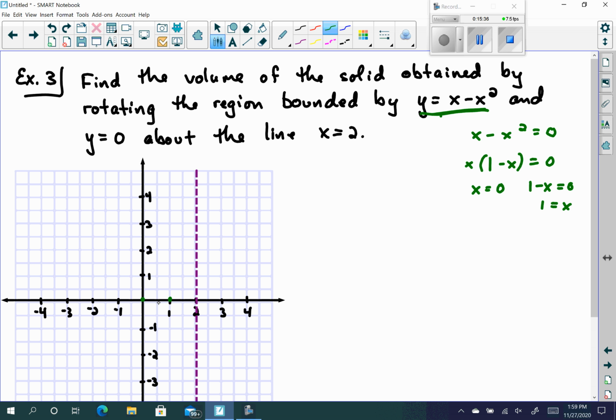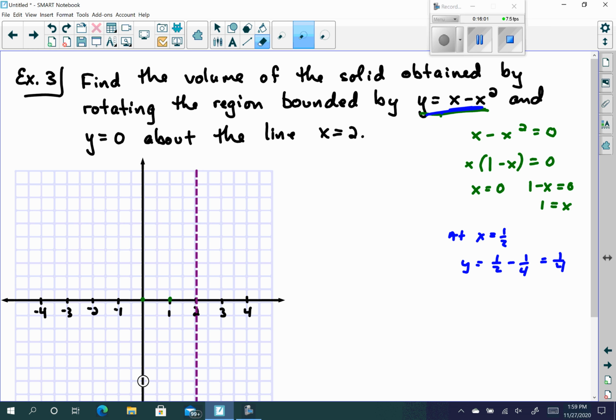Now I would like to know, let's say maybe 1/2. So at x equals 1/2, y is going to equal 1/2 minus, I'm looking right up here, 1/2 minus 1/2 squared, so 1/4, which will just give us a 1/4. So I'm actually going to change how I'm numbering my y-axis. I want to make this look a little bit larger. All right, so my 1/4 is going to be right here.